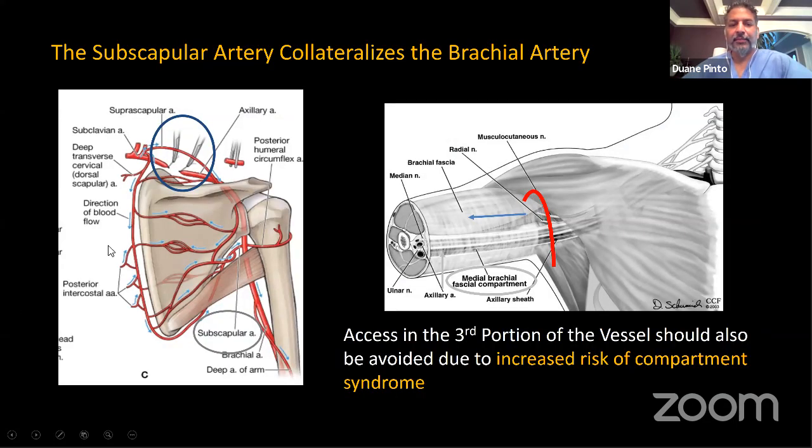Okay, this is a picture of the collateral network that the subscapular artery is a member of. So even if the axillary artery occludes over here, you see that collaterals can come all the way around through the subscapular artery and serve the rest of the blood vessel.